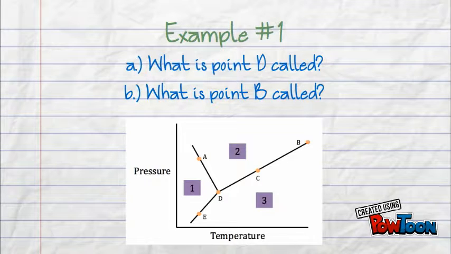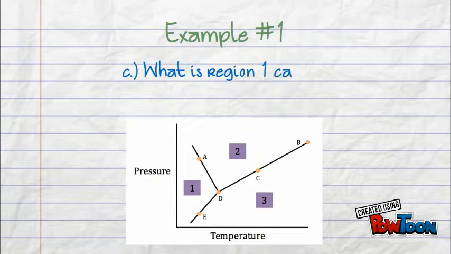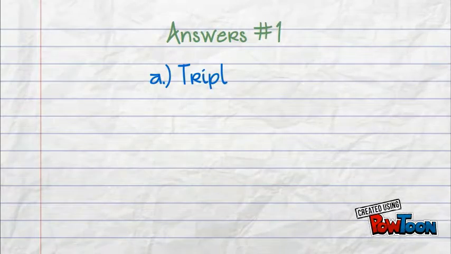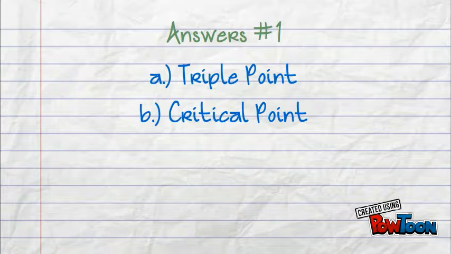Here are some examples. The answer to question A is the triple point. The triple point is between solid, liquid, and gas, and the answer to B is the critical point. The critical point is at the far right on the line between liquid and gas.